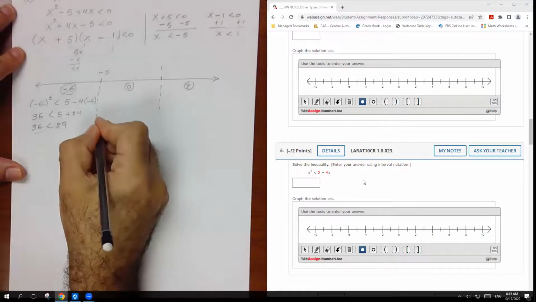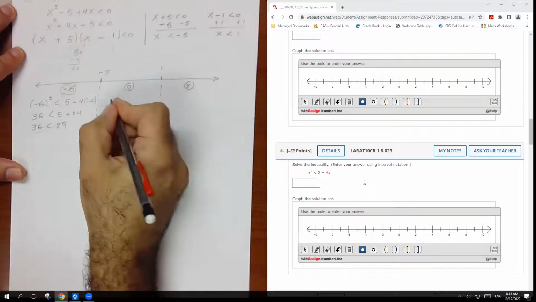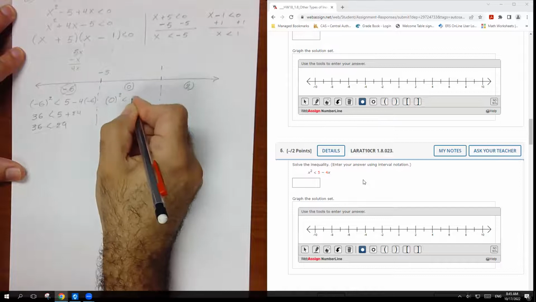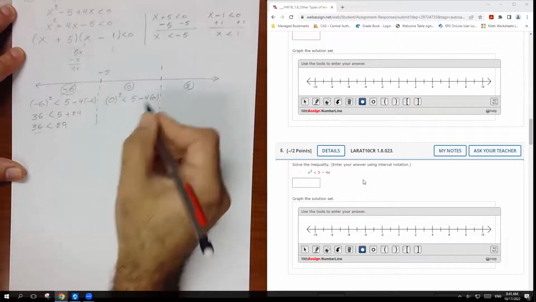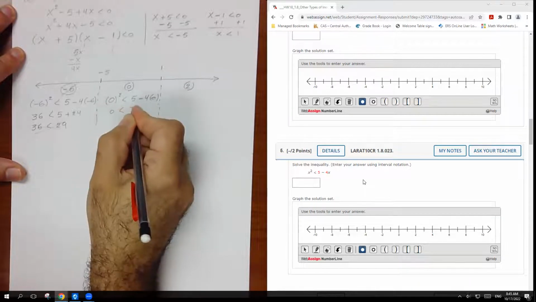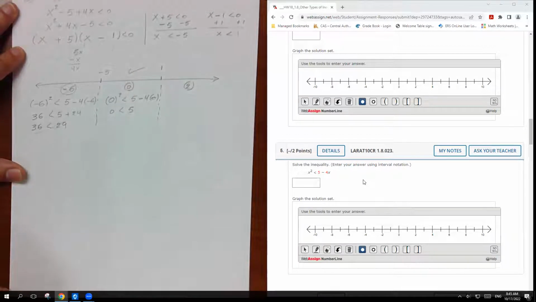Let's go to the second one. 0. Plug in the 0 here. Is the 0 squared less than 5 minus 4 times 0? 4 times 0 is going to be 0. That means 0 less than 5. This is right. So here's our first interval solution.